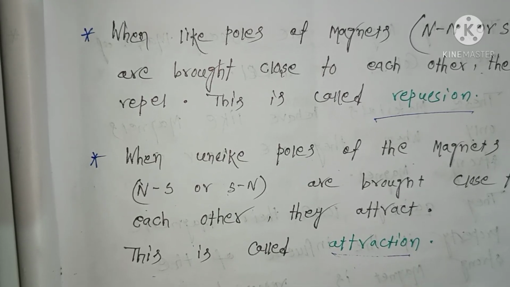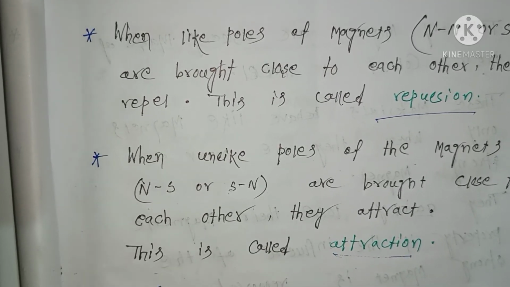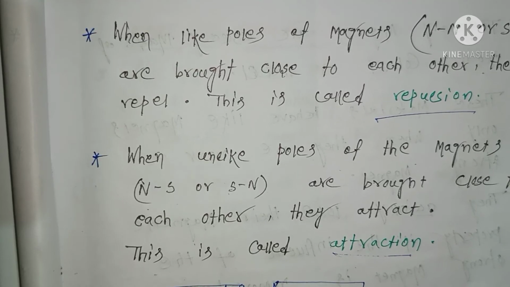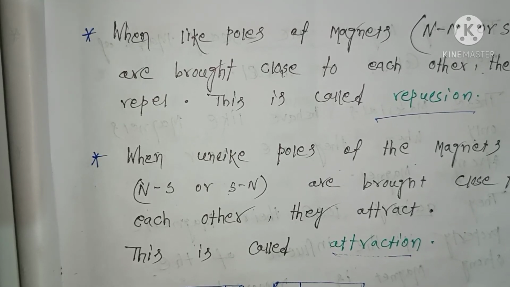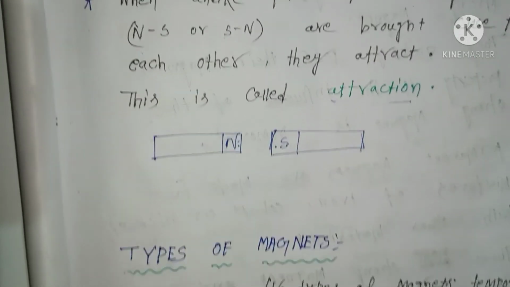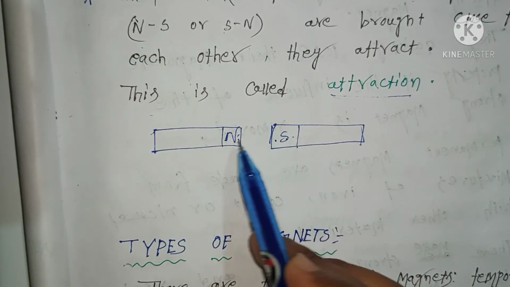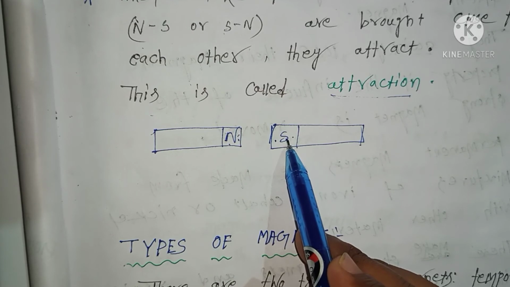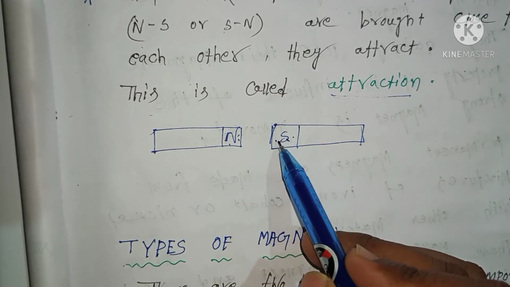Suppose I take one example: suppose this is the north pole, and now I keep a south pole here. See here, north pole and south pole, two different poles are there. Here is the north pole, and here is the south pole. So definitely there will be attraction in nature.